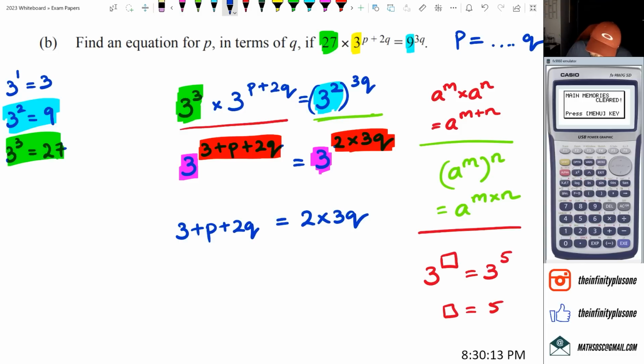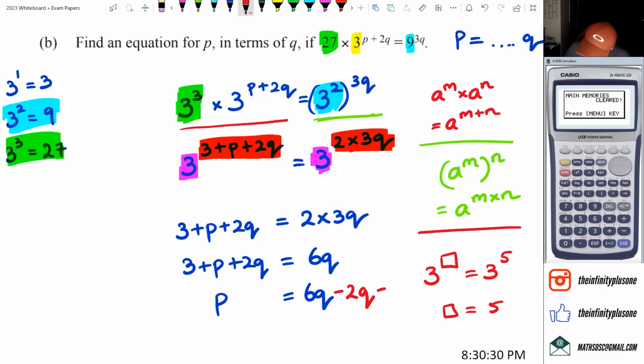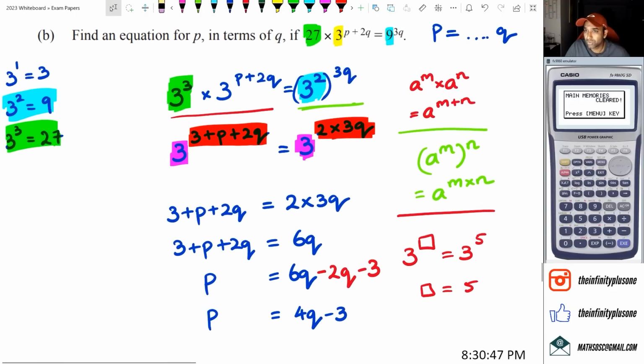So with that in mind, I am going to do 3 plus P plus 2Q equals 2 times 3Q is 6Q. And now I just need to rearrange so P is by itself. So I've got P equals 6Q minus 2Q minus 3. And when I do this, I am going to end up with P is equal to 4Q minus 3. Now that's pretty much it for this question. There's nothing else that you need to do for this question.